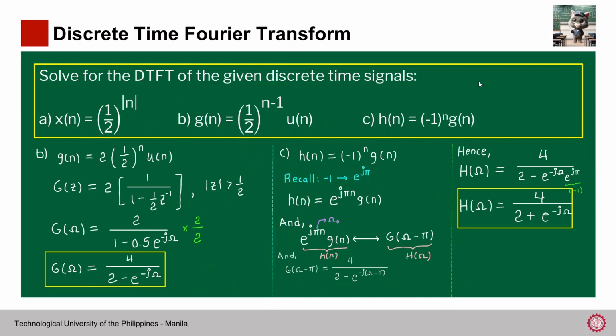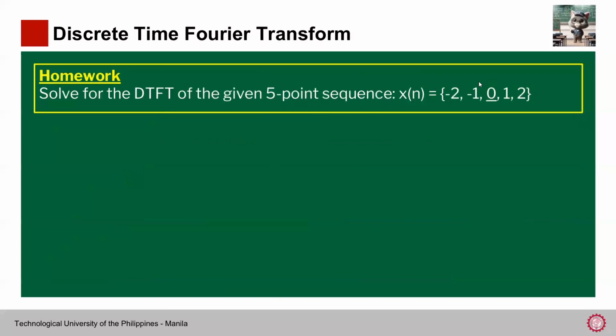Now for your homework, this is the homework question. Solve for the DTFT of the given 5-point sequence, using the same process we did in this video. Answer the question and comment your answers in the comment box.